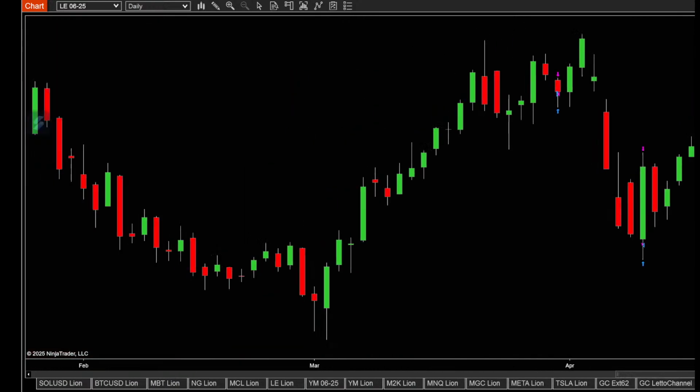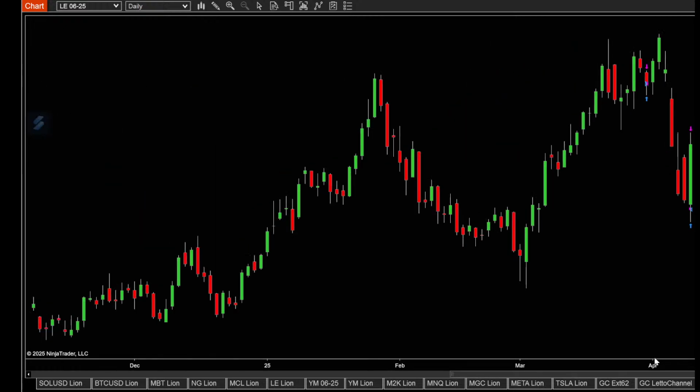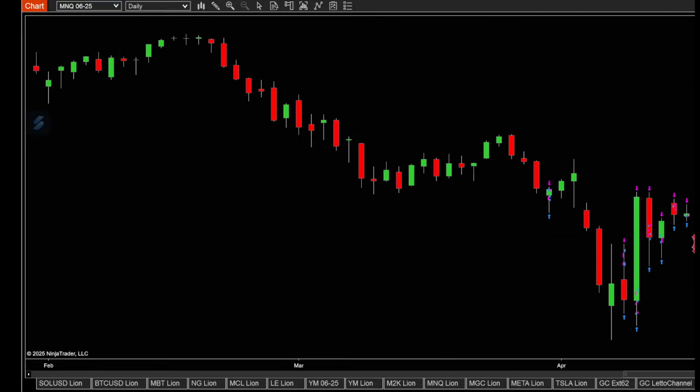So, yeah, live cattle has been on a little bit of an uptrend lately, but we did see a bounce off of a lot of supply up here, coming close to a triple top. But that's where we're at with live cattle. Take a look also at the micro NASDAQ. How did that fare?